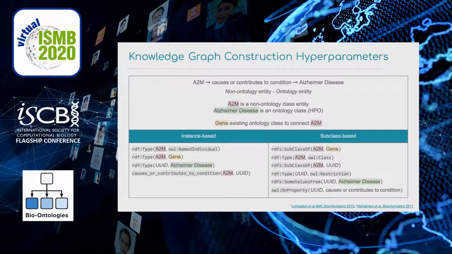On the right-hand side is a subclass-based approach, which is the approach that's used to build the knowledge graph kebab. As you can see from this table, the subclass-based approach generates more triples, which means it will create knowledge graphs that are significantly larger than the instance-based approach.